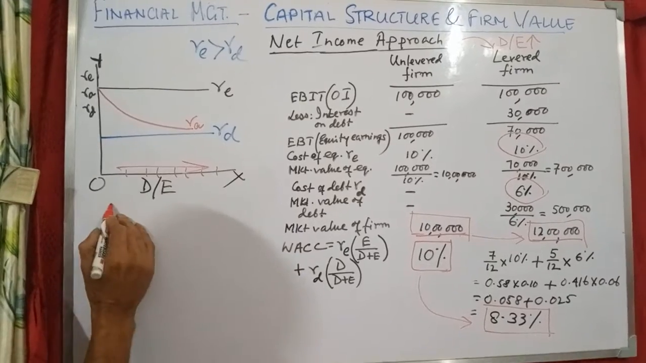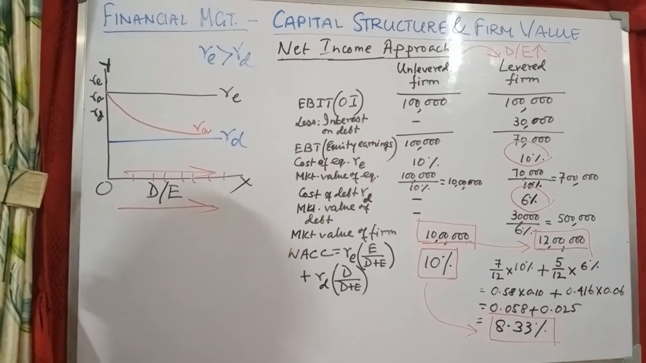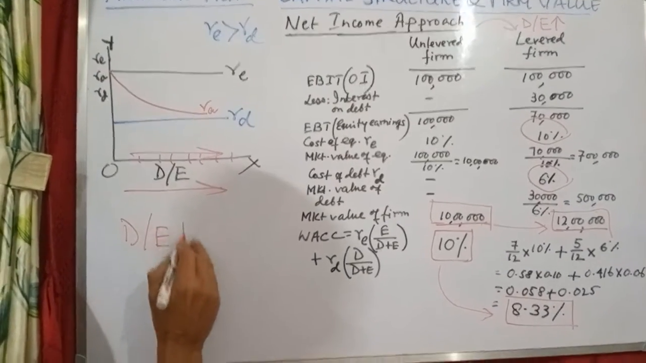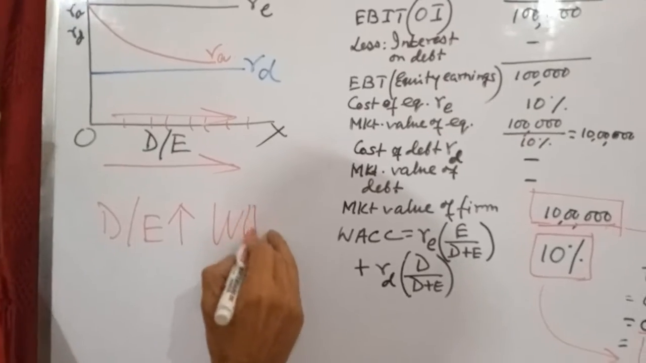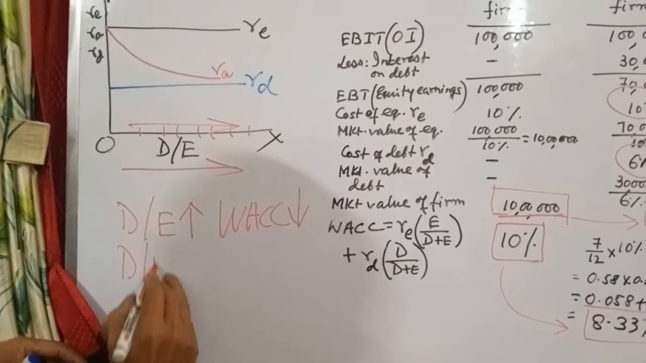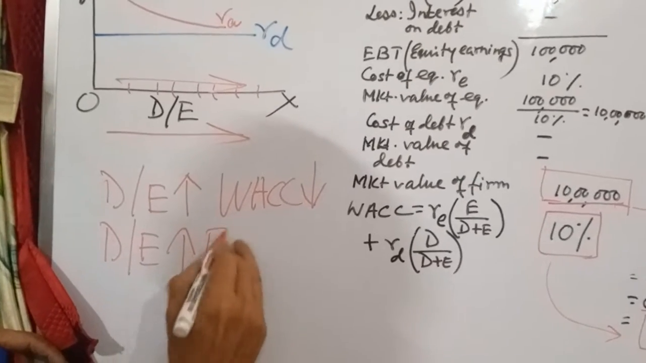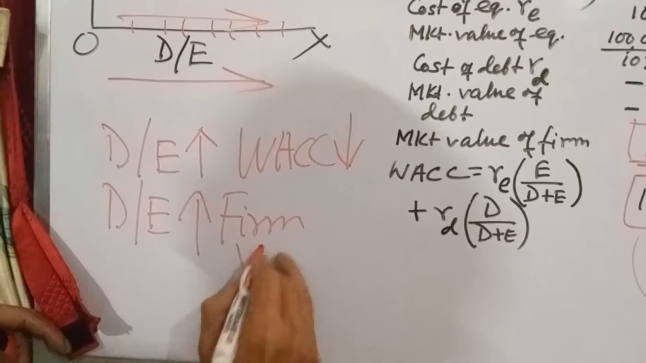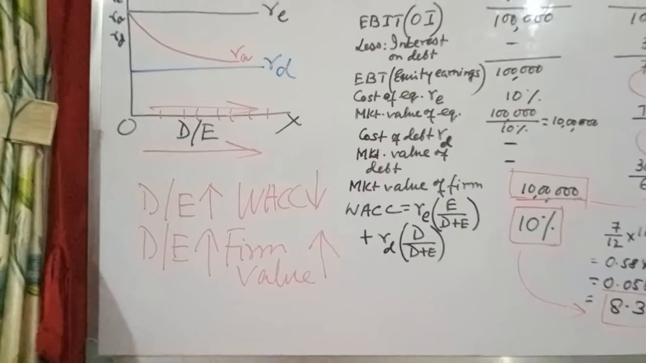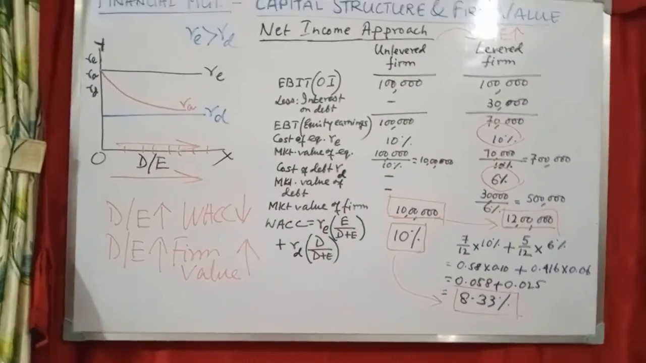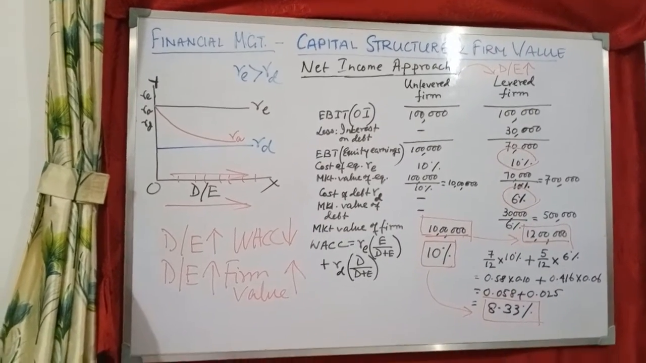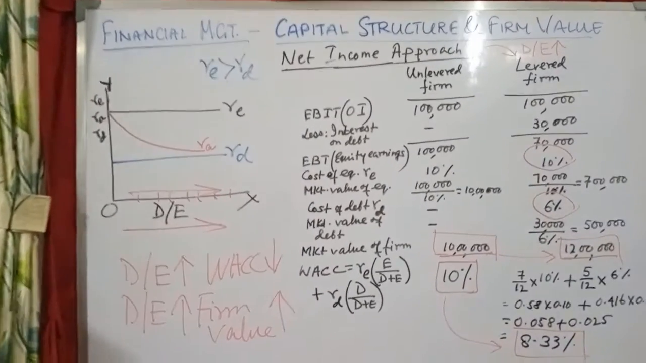So as debt equity ratio increases, weighted average cost of capital falls. So DE increases, WACC coming down, DE increases, firm value increases. Correct? Yeah. So this is all about net income approach to capital structure and firm value.